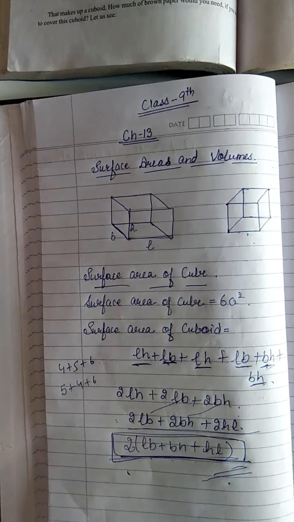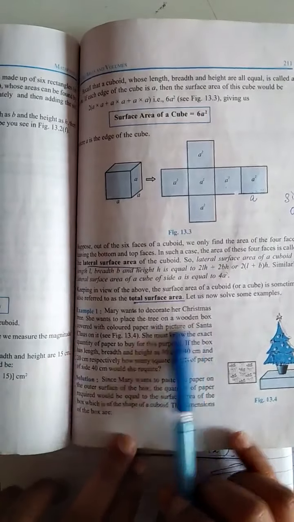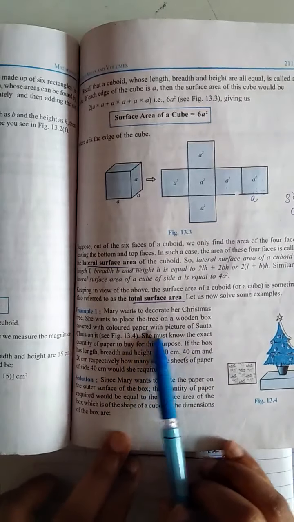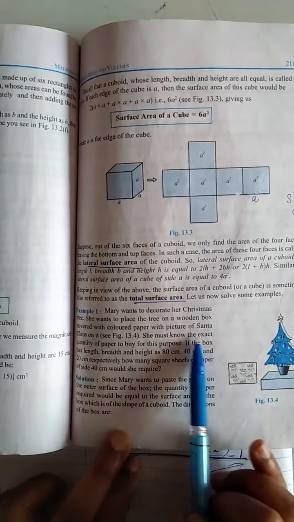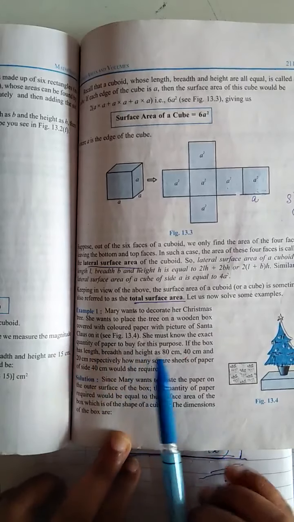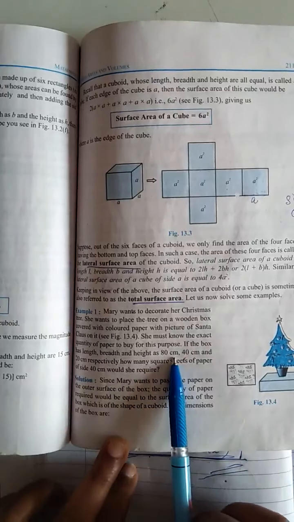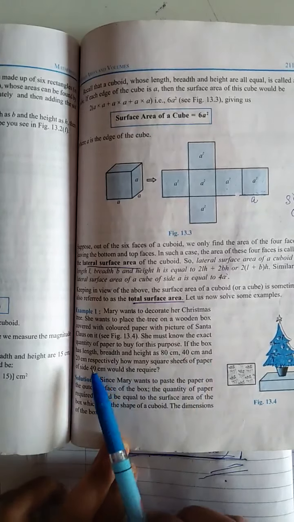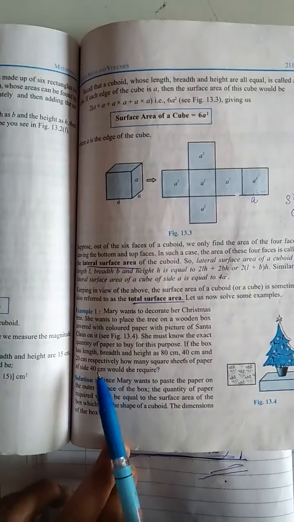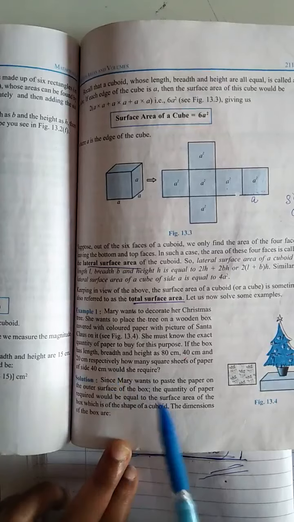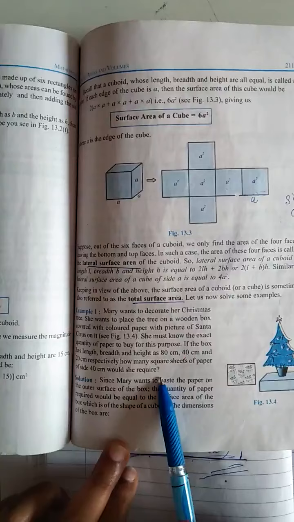So let us take the example. The first example is: Mary wants to decorate her Christmas tree. She wants to place the tree on a wooden box covered with colored paper with a picture of Santa Claus on it. She must know the exact quantity of paper to buy for this purpose. If the box has length, breadth and height as 80 cm, 40 cm and 20 cm respectively, how many square sheets of paper of side 40 cm would she require?